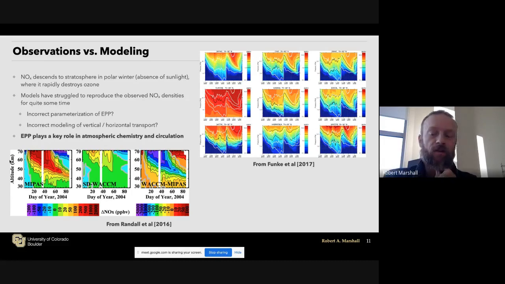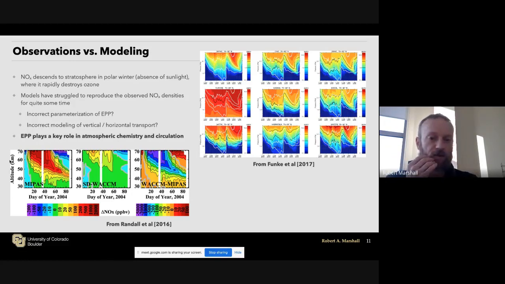Same thing on the top right. This is slightly newer results. Looking at the MIPAS data on the top left of these 9 panels. And then each of the other panels is a model reproduction of the response of what was observed. And they've overplotted the white contours, which are from the MIPAS data, to show you the differences between model and observation. So critically, there's a significant difference between model and observation.